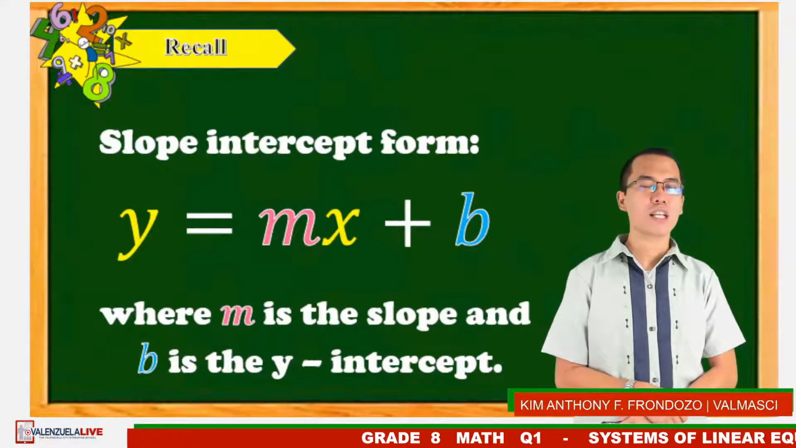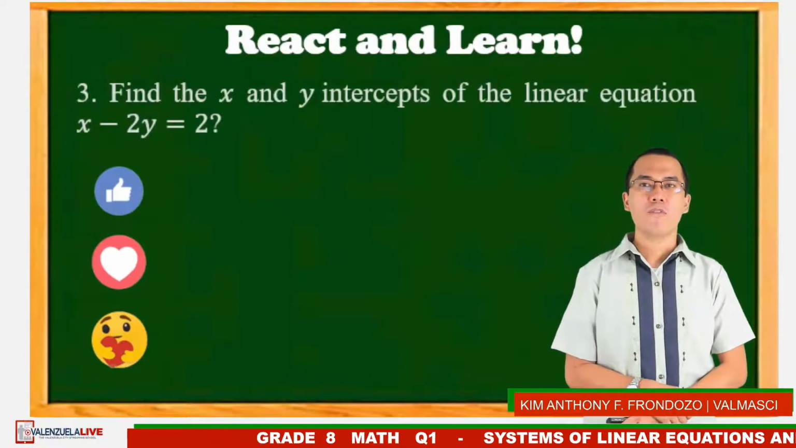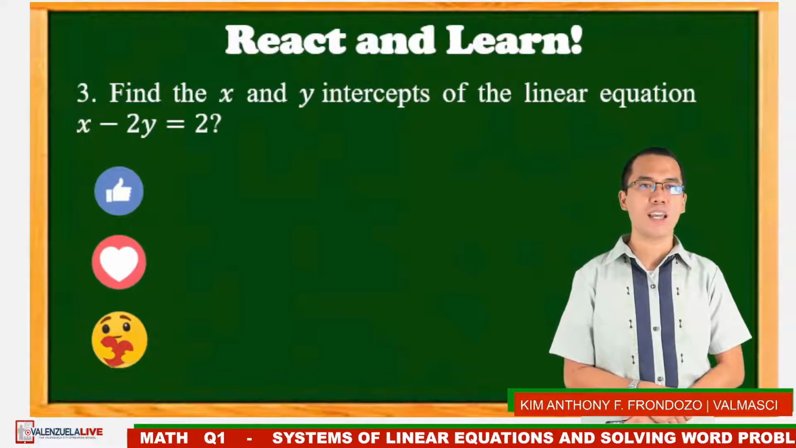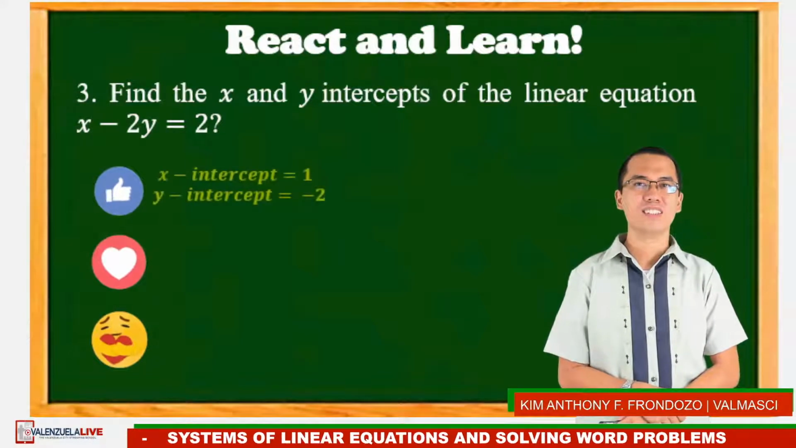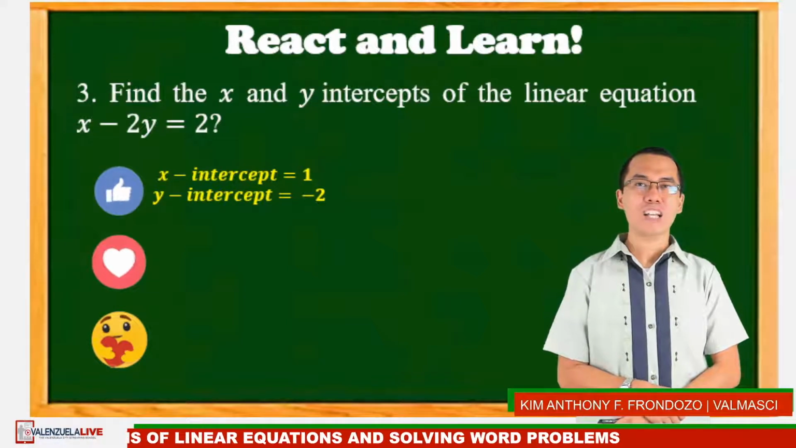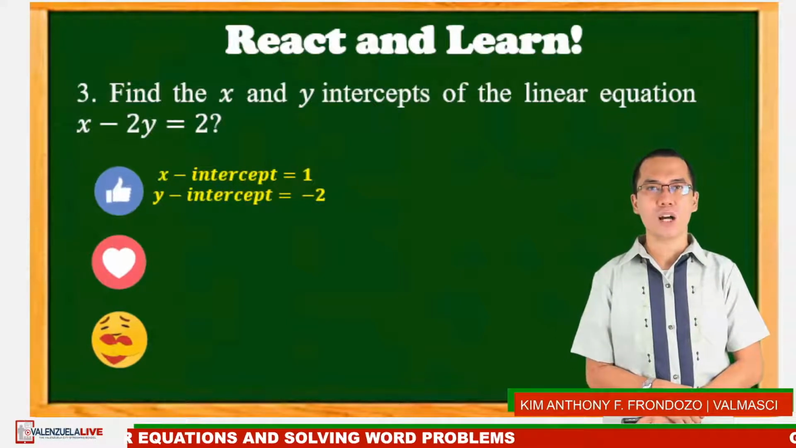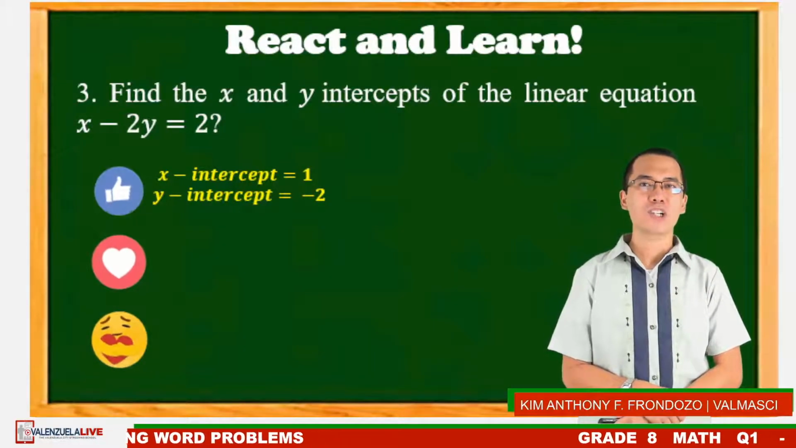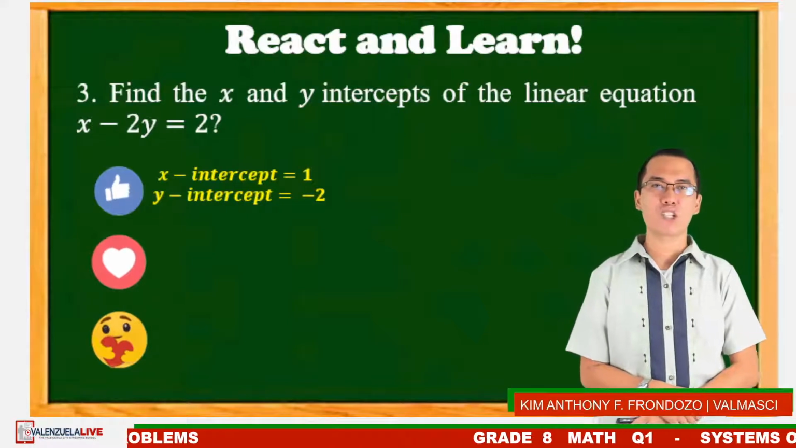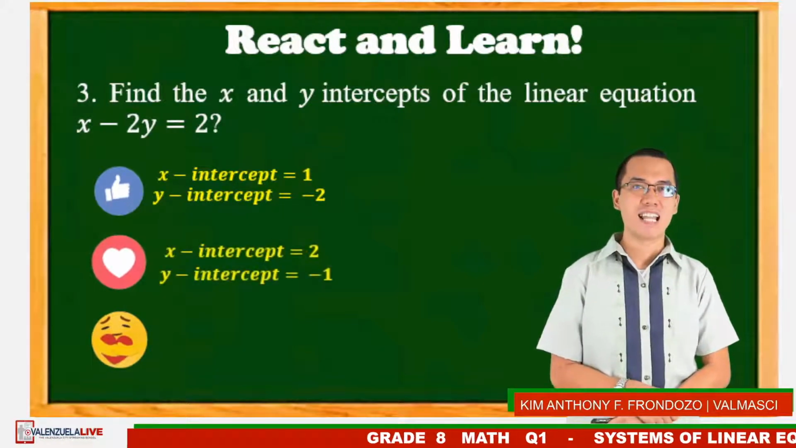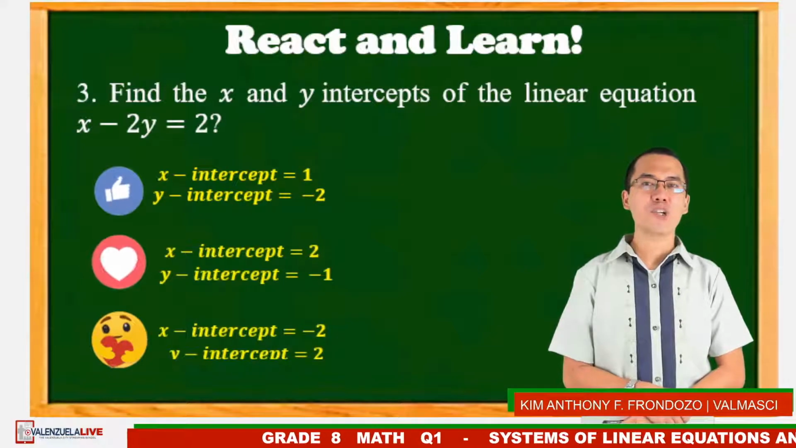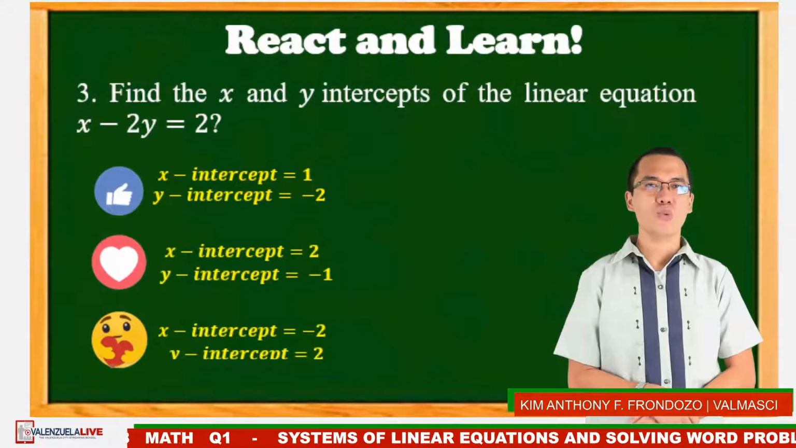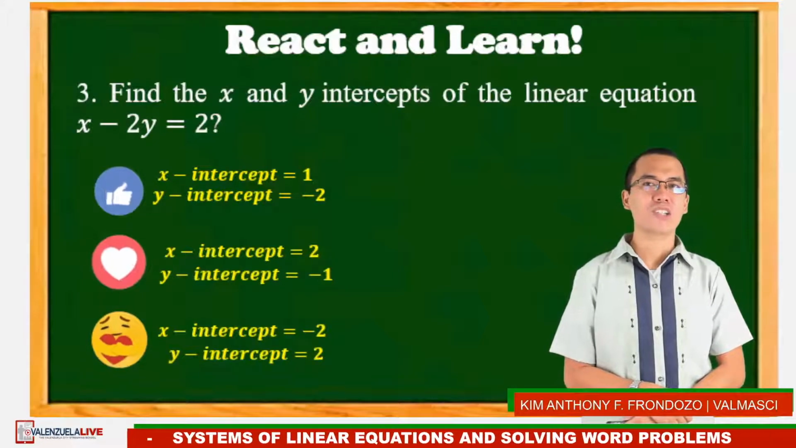For the last question, question number 3, find the x and y-intercept of the linear equation x minus 2y equals 2. For the like reaction, we have x-intercept equals 1 and y-intercept equals negative 2. For heart reaction, we have x-intercept equals 2 and y-intercept equals negative 1. Care reaction, we have x-intercept equals negative 2 and y-intercept equals 2. Timer starts now.